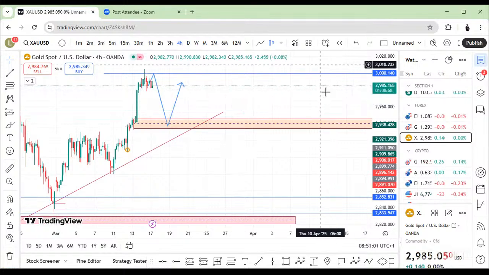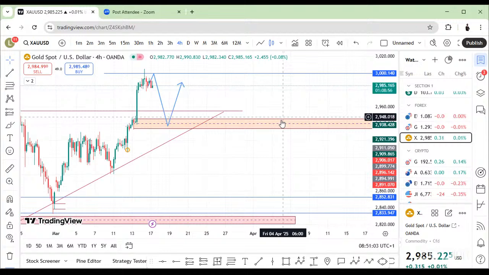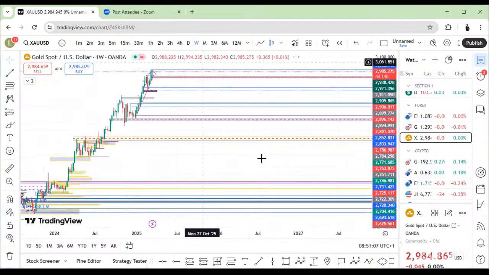All right. So this morning we are going to be starting with the precious metal, particularly from the higher time frame.